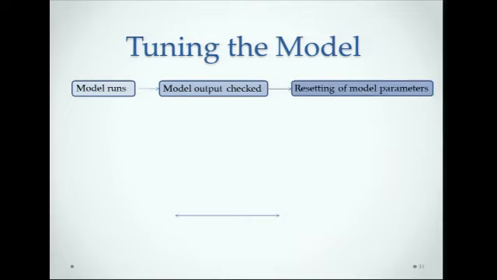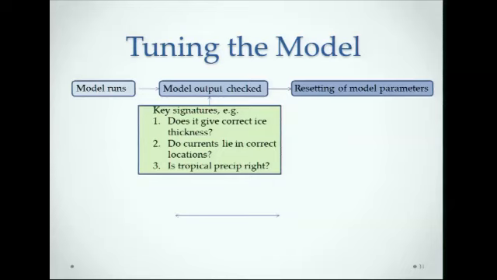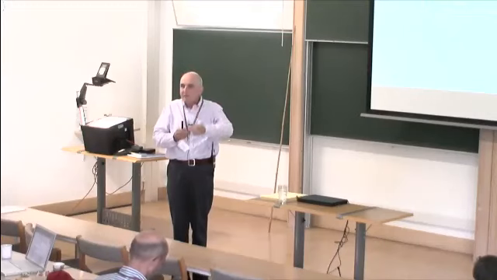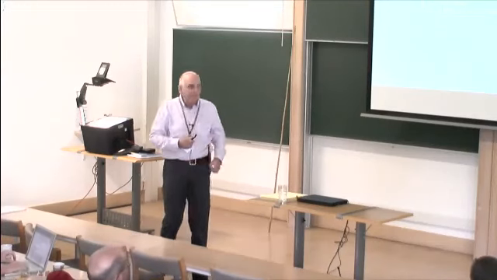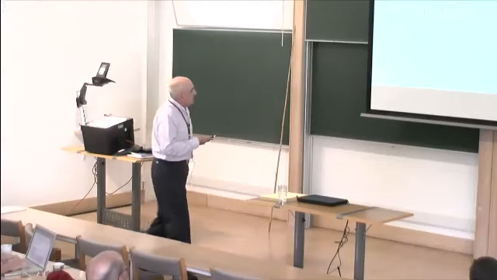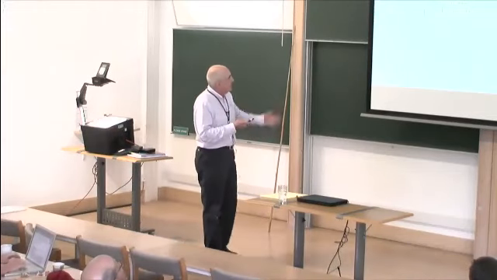You then go back and reset model parameters. Now, what you're doing here is you're going to look at various key signatures about your model. Does it do the things you expect it to do? So does it give the correct ice thickness? Betty Otto-Bliesner, who's a climate scientist at NCAR, said to me, well, we're getting more and more data now about ice thickness. So we can go back and retune the models to try to correspond with that better data. From the ocean, do currents lie in the correct locations?